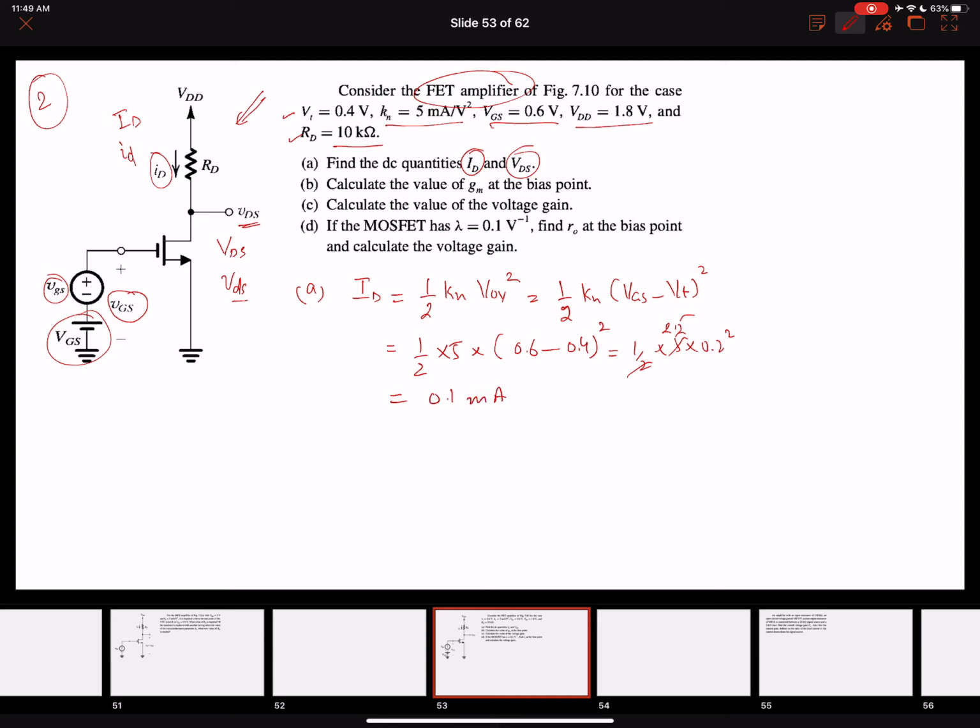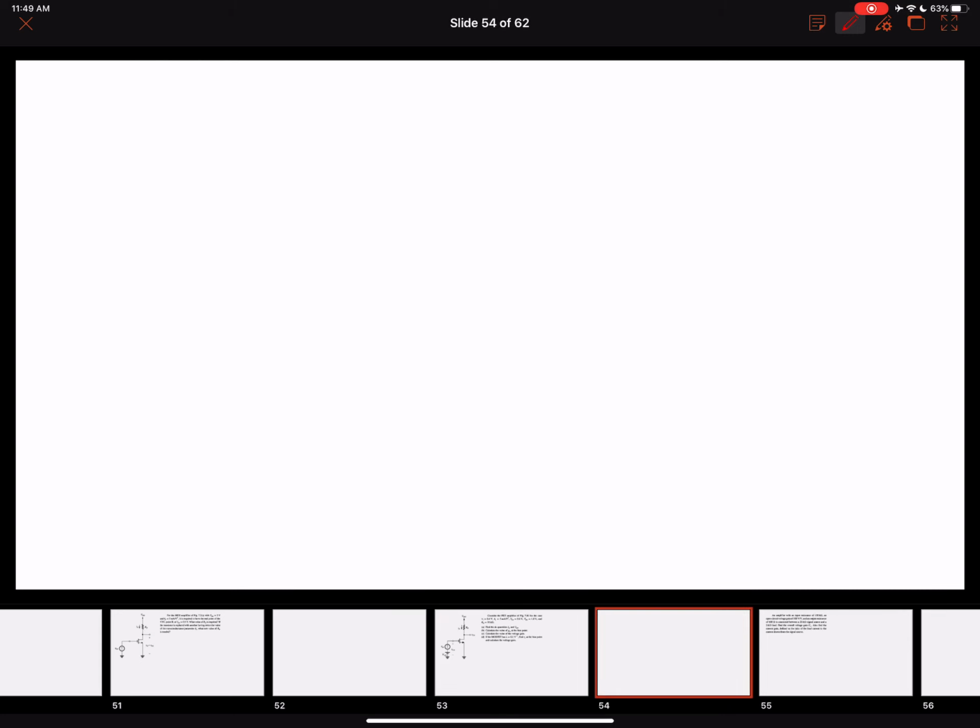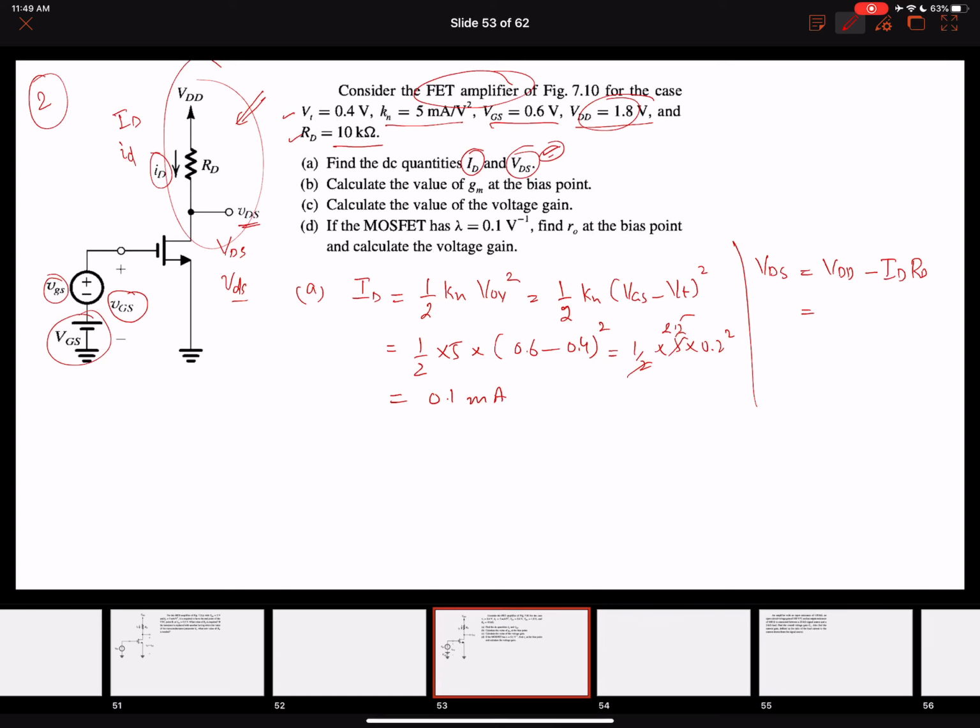Great. So we ended up finding the value of ID, and once we find it, we also want the DC value of the drain to source voltage. The drain to source voltage can easily be found by VDS equals VDD minus ID times RD, just using this circuit. VDD is 1.8 volts minus ID, 0.1 milliamperes, times RD, 10 kilo ohms.